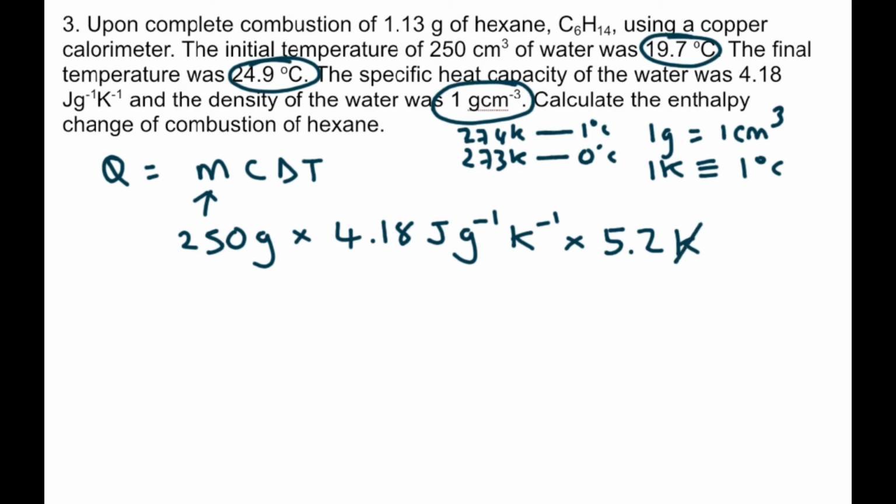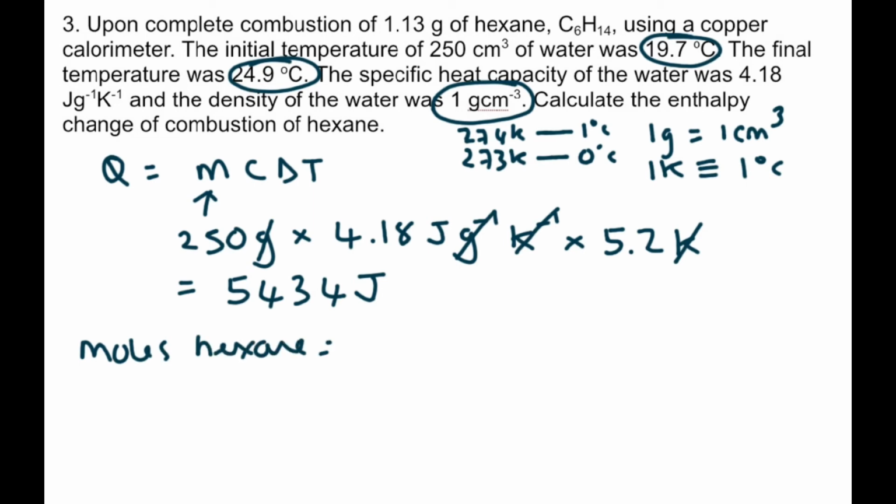Now, can you see the units nicely cancel out and your answer comes in joules? So when you multiply those together, your answer there should be 5434 joules. And like I said, you need to double check as well. So you work out the energy transferred first, then you work out the moles of hexane next. So the moles of hexane is going to be the mass of hexane over the Mr of hexane.